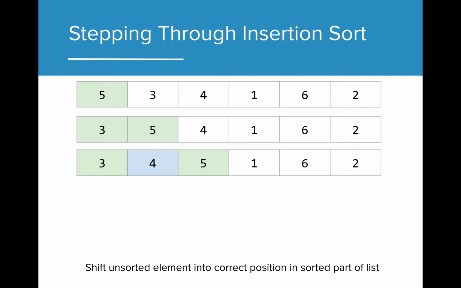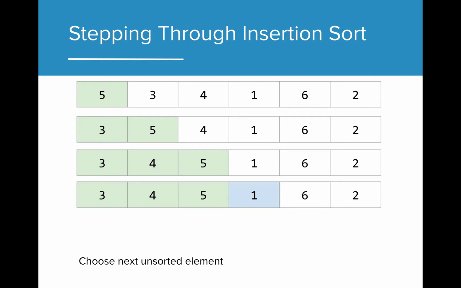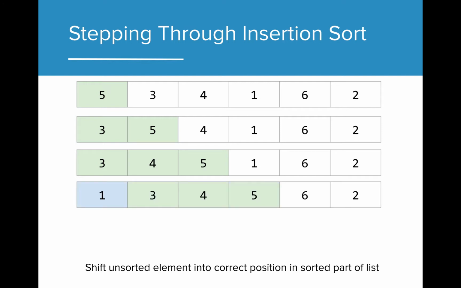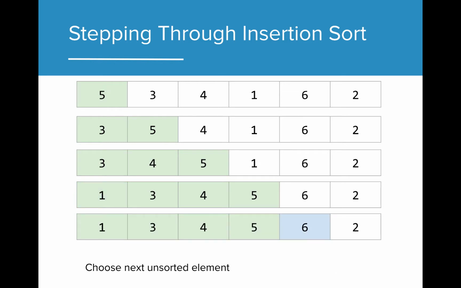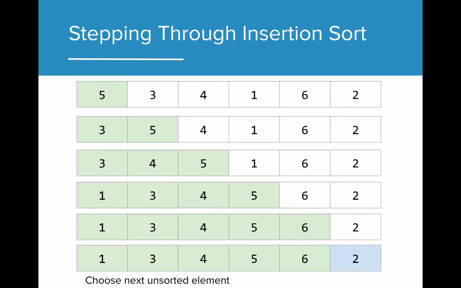The values on the left are shifted into the correct position so that 4 is placed correctly between 3 and 5. And then the left part of the list is sorted. The next unsorted element is chosen, shifted to the correct position, and the left side is sorted. The process continues until the rest of the list is sorted.